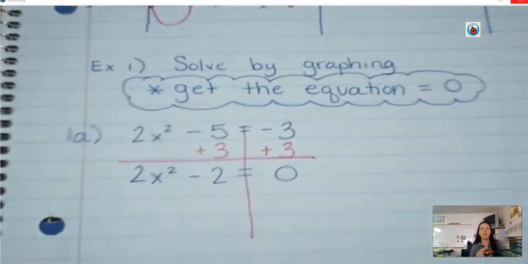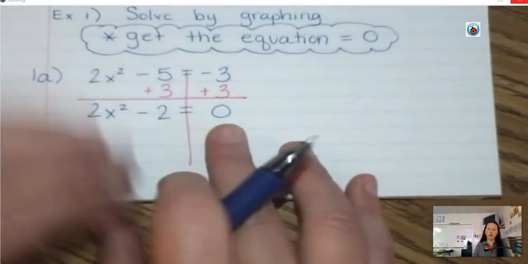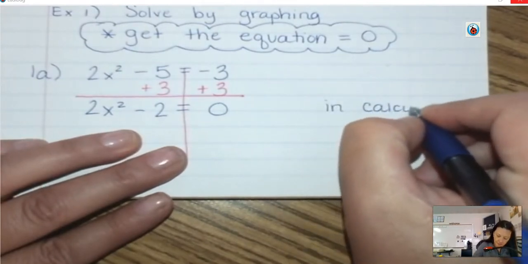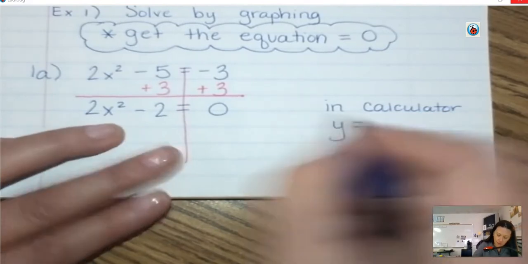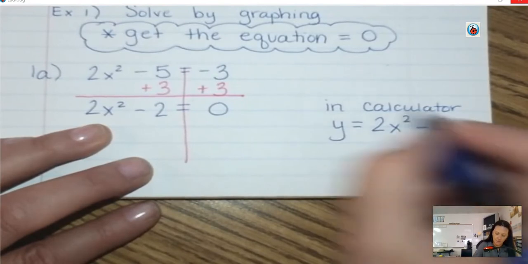Now once it says equals 0, you can really change 0 to be y. So in your calculator, you're going to put y equals and then your 2x squared minus 2.